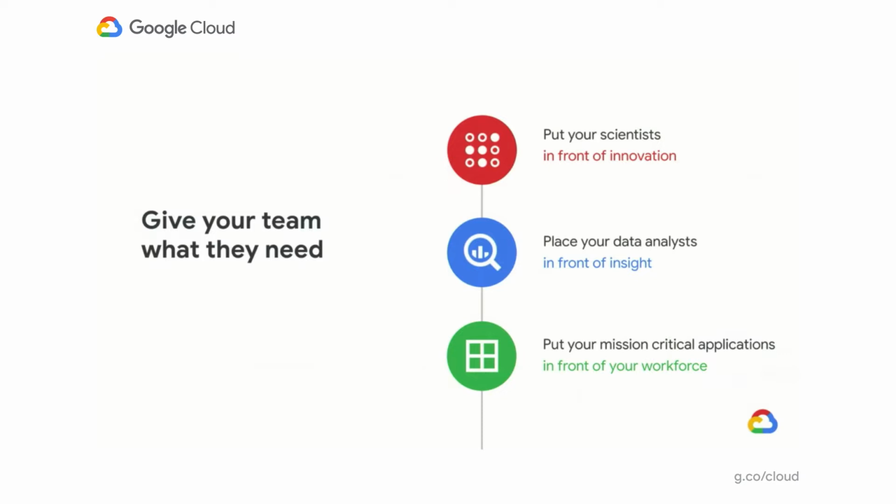Our VMs are designed with all that in mind. They are designed for real-world scenarios so that you can run the workloads you want in Google Cloud and take advantage of an optimized computing infrastructure that provides you with the right capabilities for all your application needs and helps you accelerate your cloud transformation. This can help you get your scientists in front of innovation and your data analysts in front of insights and your mission-critical applications in front of your workforce. We do that by offering virtual machine types that fit the different types of workloads you might be running.